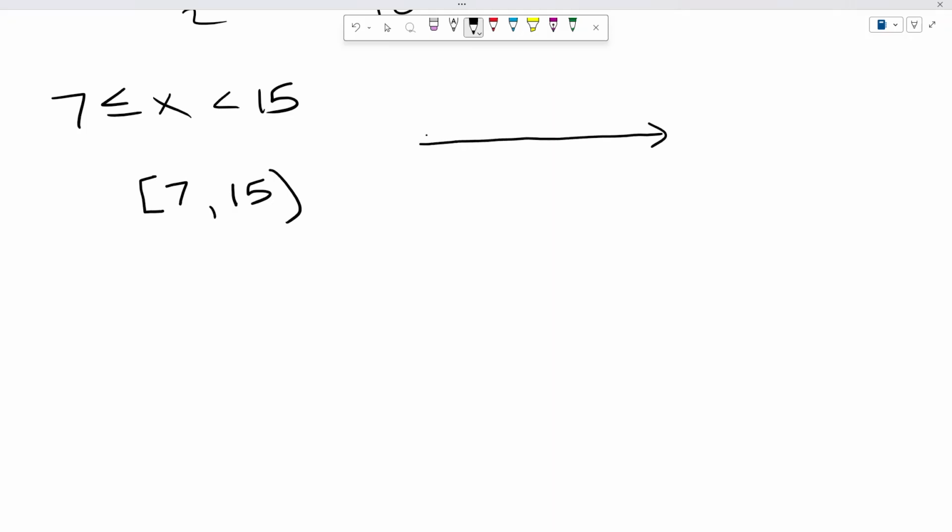And then on our number line, so 7, we'll get the closed circle because it's included, and 15, the open circle, because it's not included. And then, like with the last one, all the values that make it true are sandwiched right in between those two values. So the inequality, the interval notation, and the number line graph, they're all different ways of saying the same thing for us.